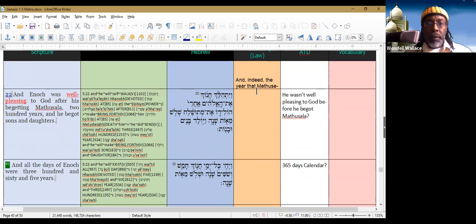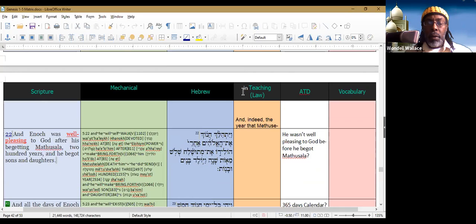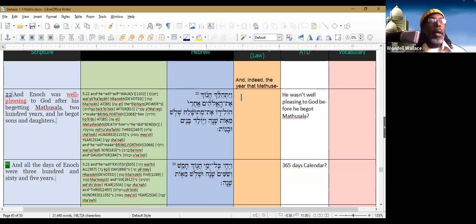All right. And indeed, Enoch was well pleasing to God after his begetting Methuselah, 200 years, and he begot sons and daughters. Okay. He wasn't well pleasing to God before he begot Methuselah.